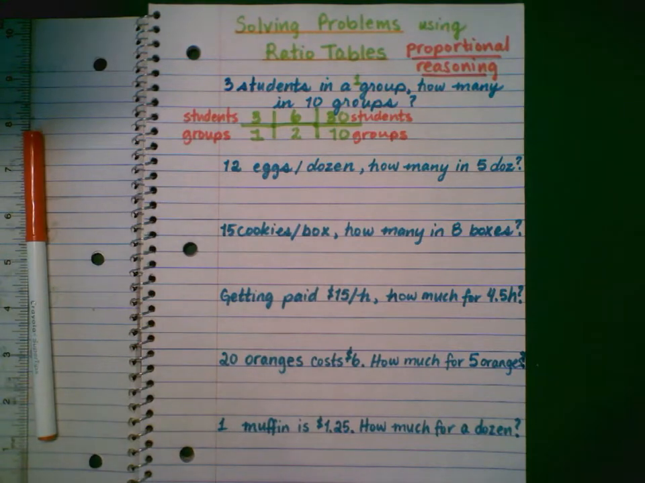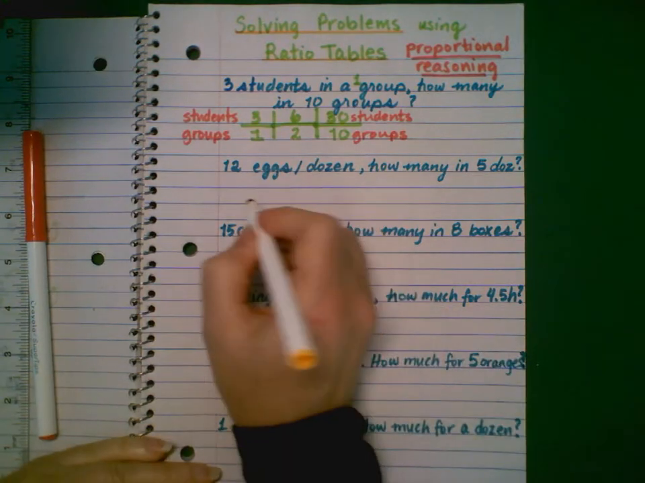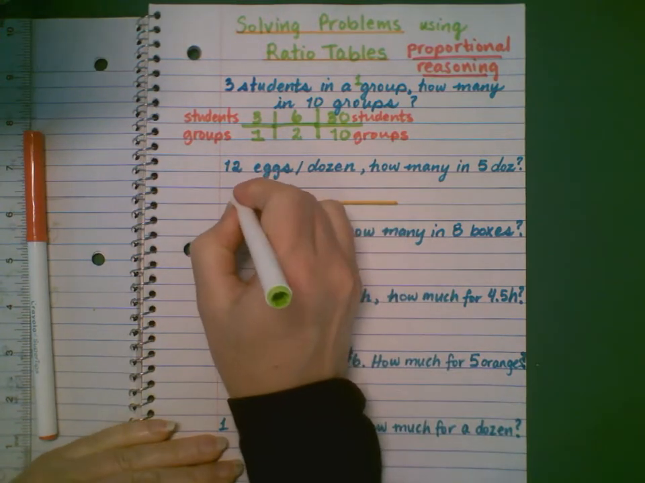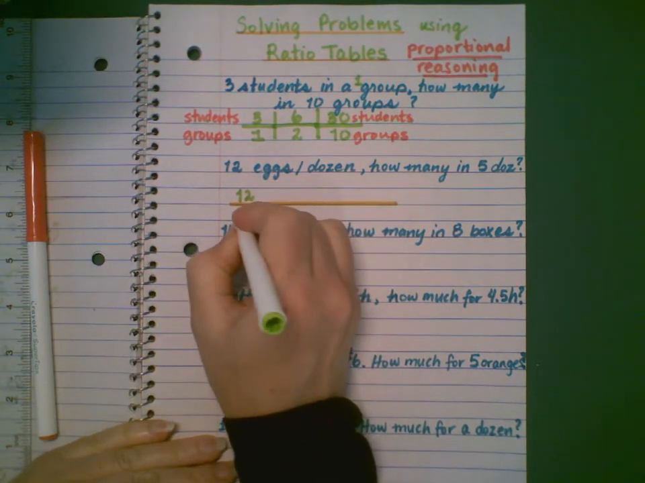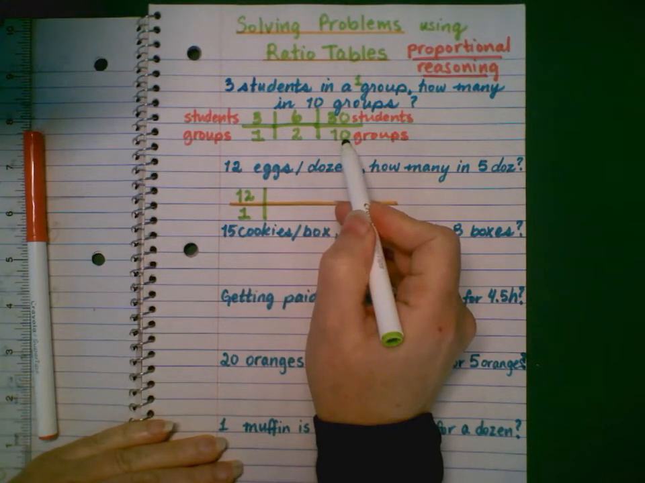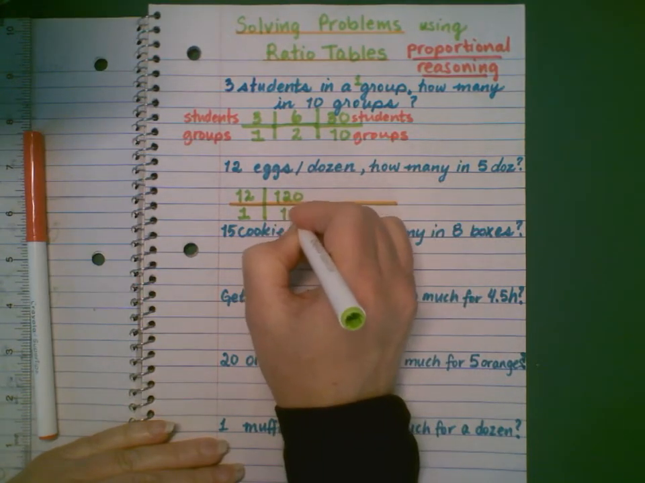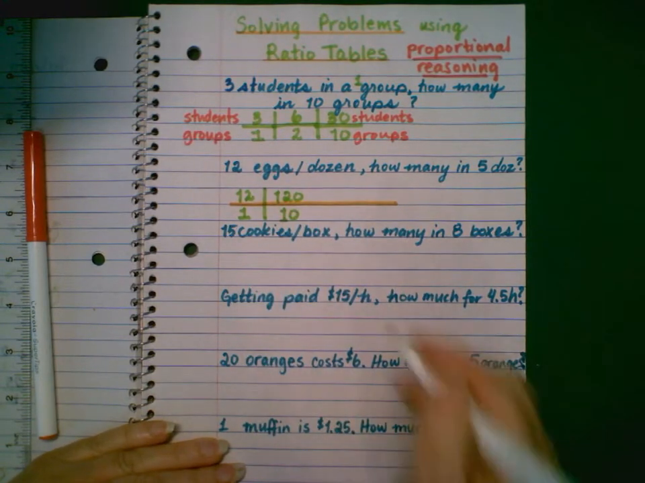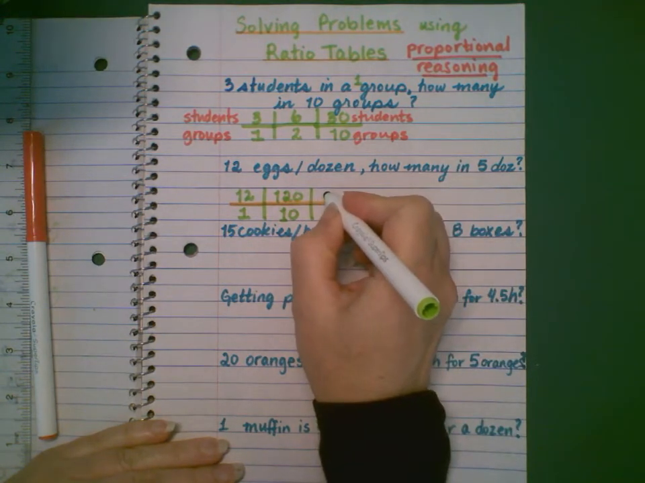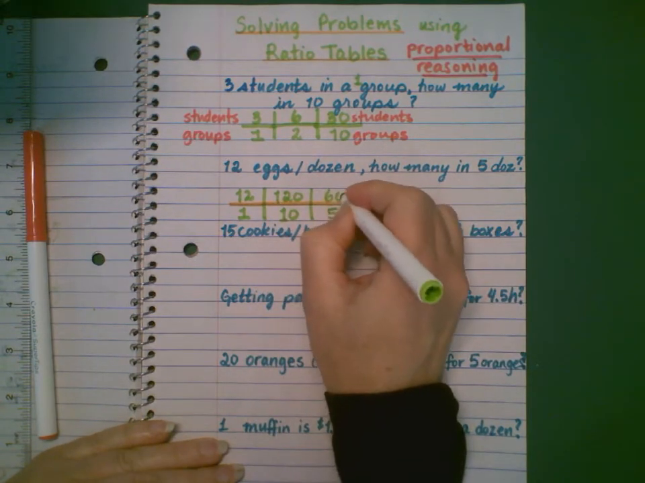Okay, next question. 12 eggs in 1 dozen. How many are in 5 dozen? So 12 in 1 dozen. Well, I could use my multiplication by 10, and I could figure out that there are 120 eggs in 10 dozen, like that. And then I could go back down to 5 by halving. So half of 10 is 5, half of 120 is 60.